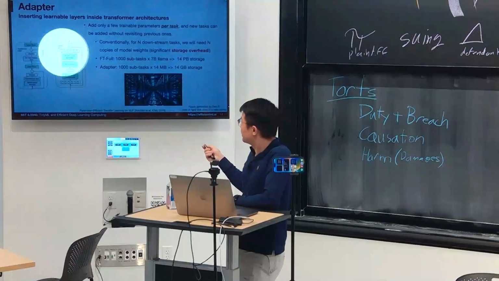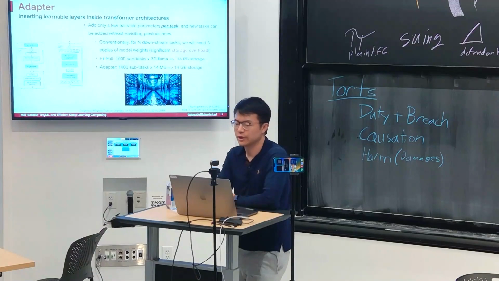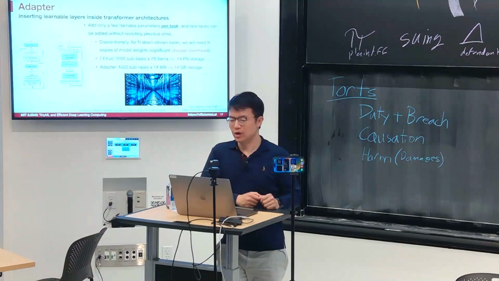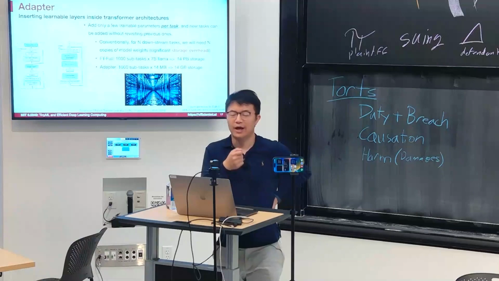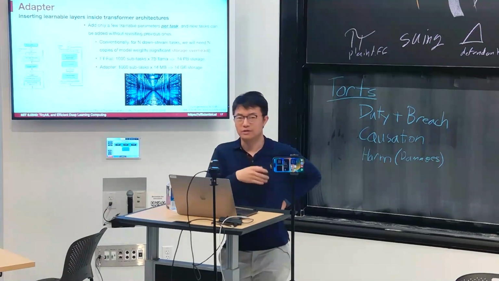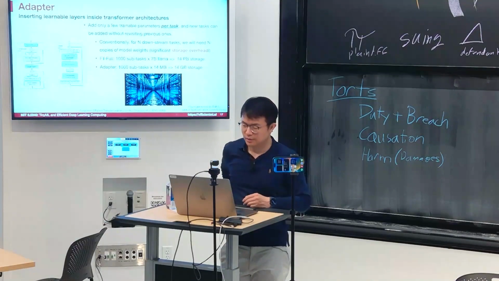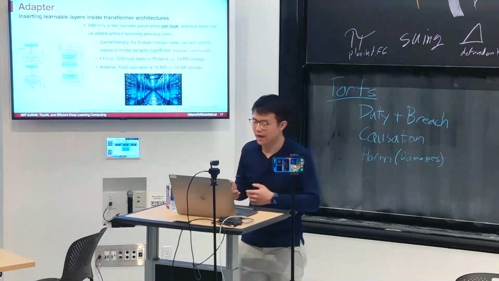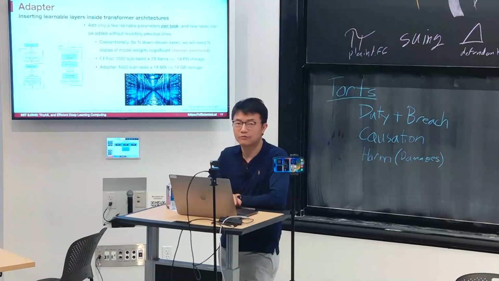In this work, adapter adds a few trainable parameters per task. So each task will have a very small amount of trainable parameters. Compared with conventionally, if you have n downstream tasks, you need n copies of the model weights, which could be super large, like 100 subtasks for a 7 billion parameter LLaMA. That's 14 petabytes of storage. But if you use an adapter for 1,000 tasks, that requires only 14 gigabytes of storage. That's a quite big difference by using such parameter-efficient fine-tuning techniques.